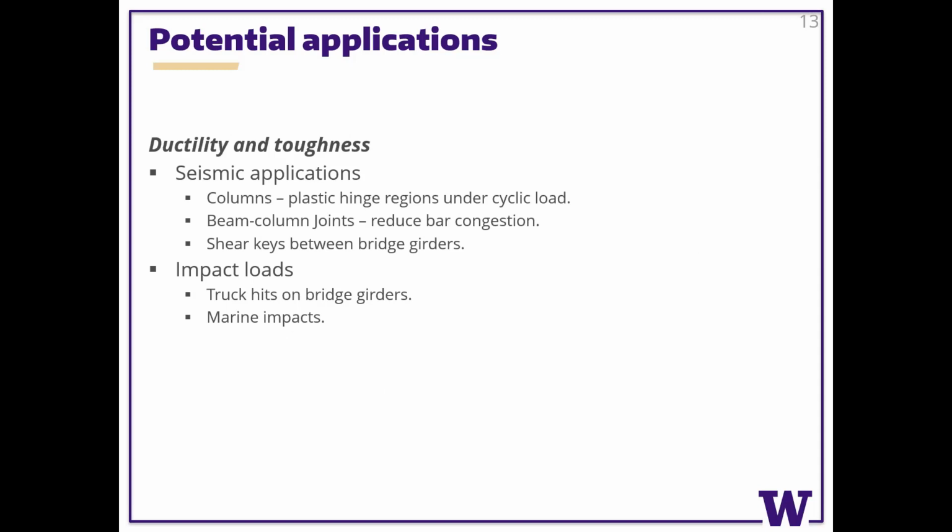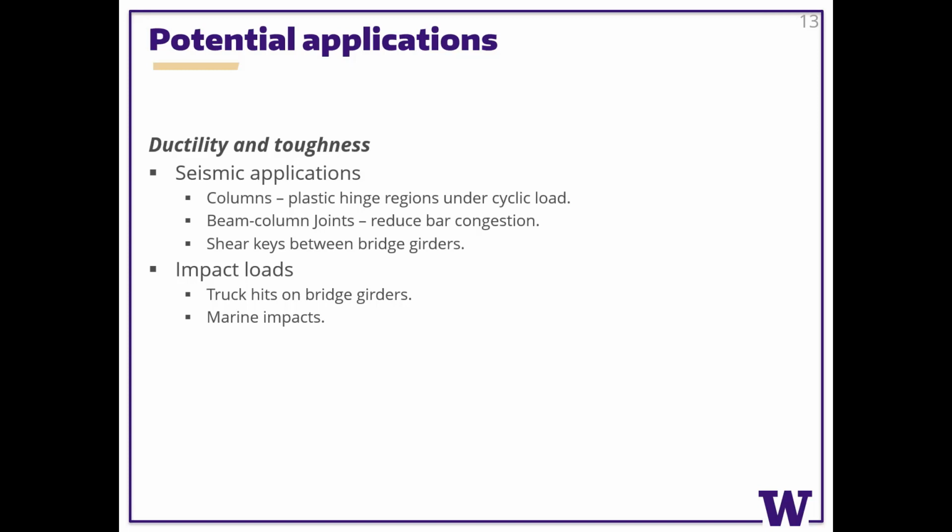If we look at ductility and toughness, where does that take us? Well, seismic applications scream out for ductility and toughness. And therefore, things like the plastic hinge regions of columns under cyclic load, those would be perfect for it. Beam column joints are usually packed with steel and are very difficult to build because of the rebar congestion. And again, if we could use UHPC there, that would be a good application. Things like shear keys between bridge girders, again, the same thing.